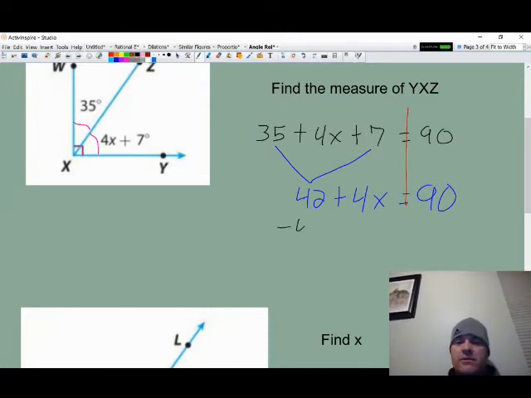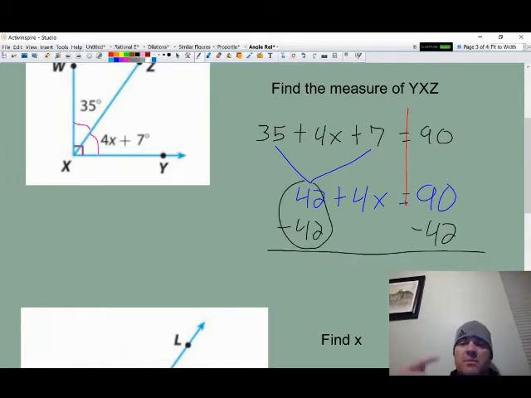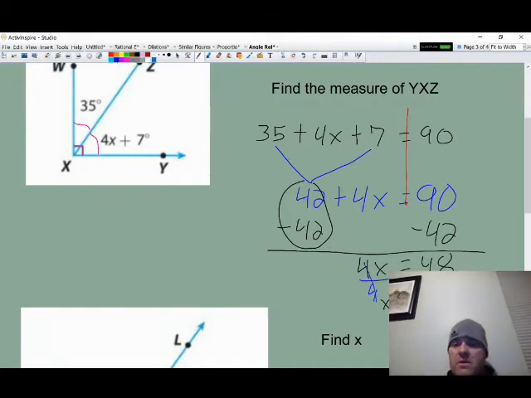We're going to start furthest away from that x, and I'm going to get rid of that 42. The reason I subtract is because that's a positive 42x, and we have to do the opposite. 4x is equal to 48, since 90 minus 42 is 48, which means x should equal, if I divide both sides by 4, 12 right here.